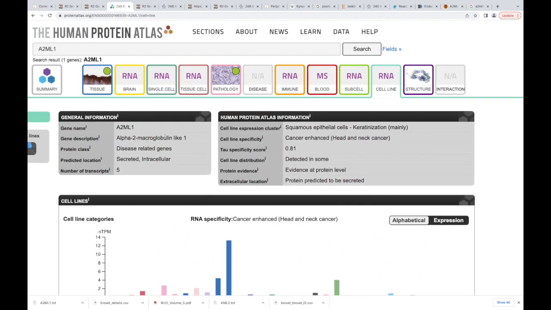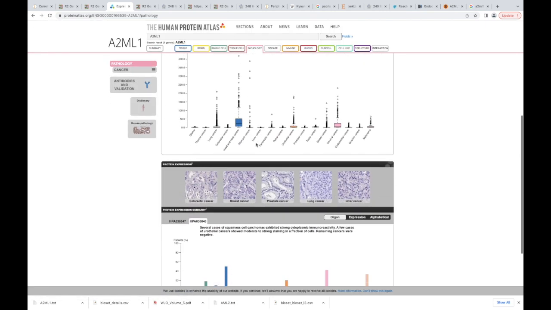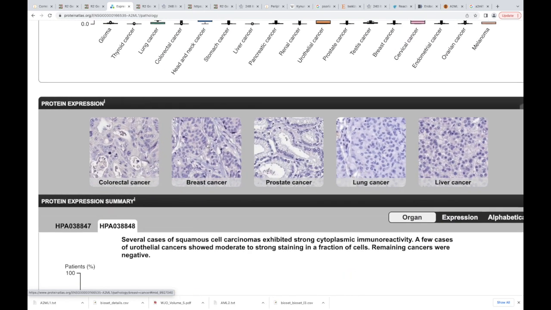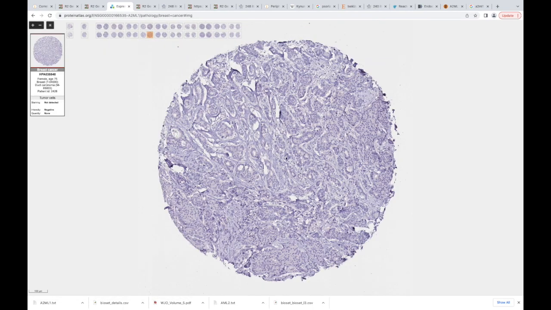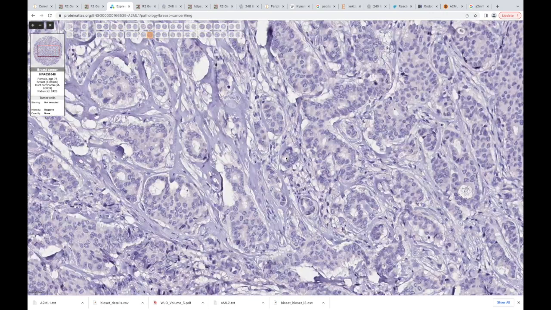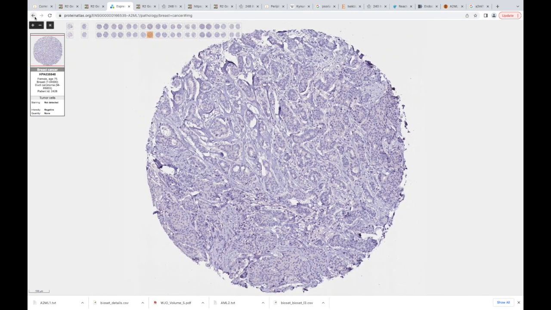If I was interested in the brain, I could go there. I could go look at pathology and pull up different studies. Hit up pathology real quick. I could get pictures of where it's located. I clicked on the breast cancer one. Not a whole lot of staining there. Go back.